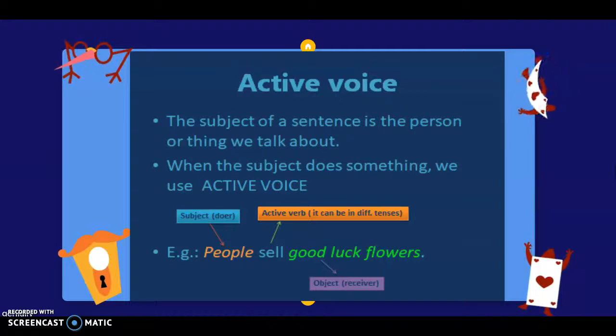The subject of the sentence is the person or thing that we talk about, the one that does the action of the verb, okay? We're going to call it here the doer. So when the subject does something, we use active voice.